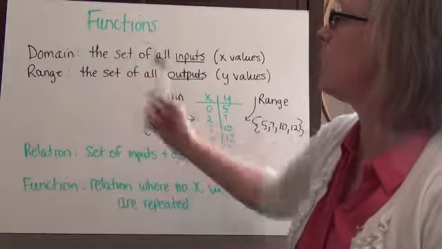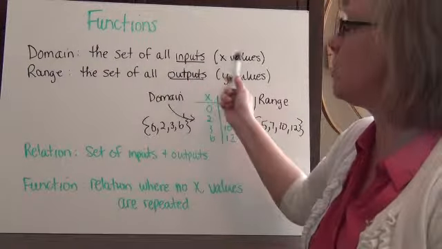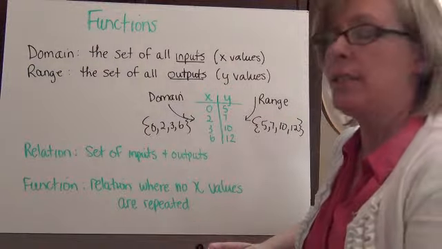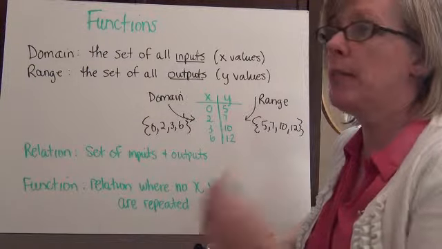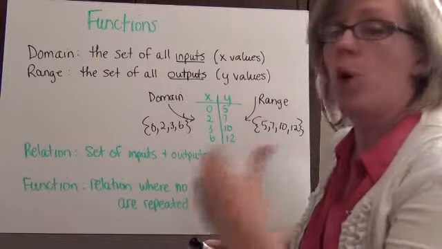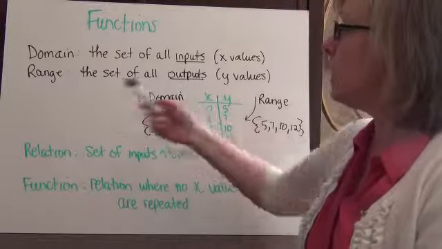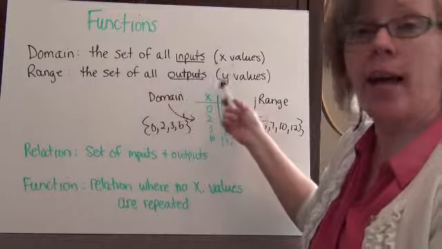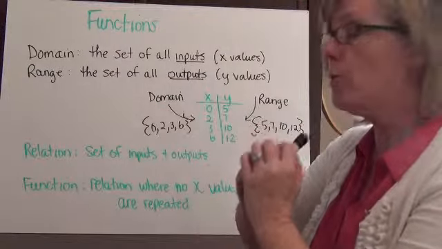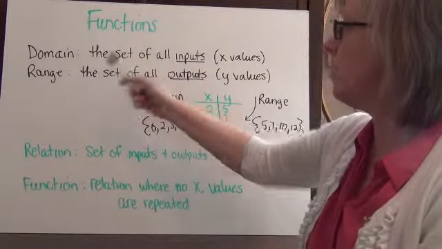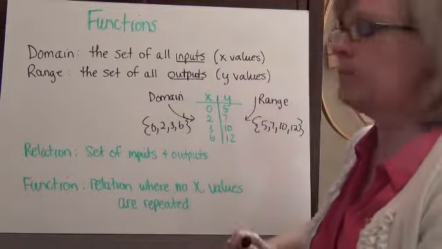The domain of a function is the set of all the inputs, or the x values. Sometimes it's a list, sometimes it'll be something like all real numbers. Okay? The range is the set of all the outputs. So domain and range go together. Inputs, outputs, x's, y's. Okay?